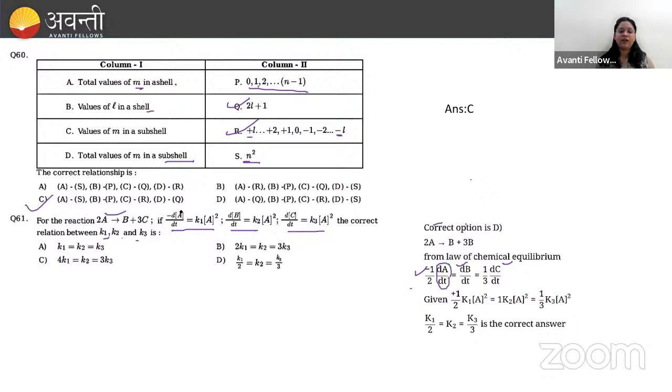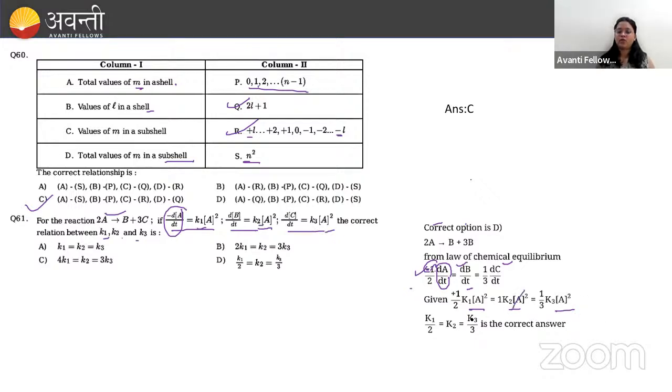So let's put the dA by dt value. What is dA by dt value? Minus dA by dt की value दी हमको, कितनी है? K1 A square. So I have put that K1 A square. dB by dt value is what? K2 A square. dC by dt value is what? K3 A square.